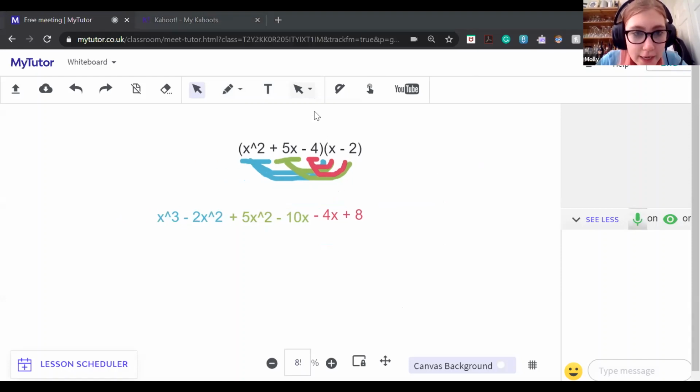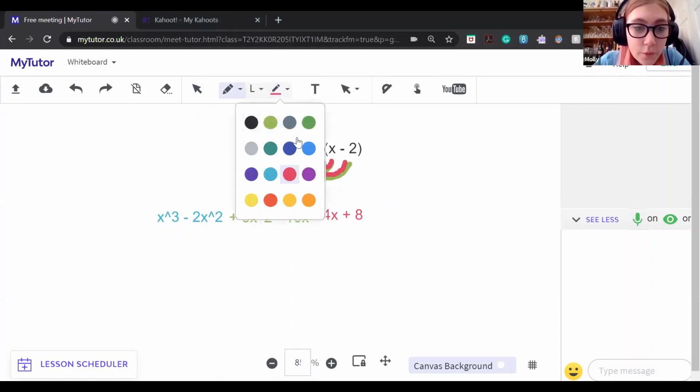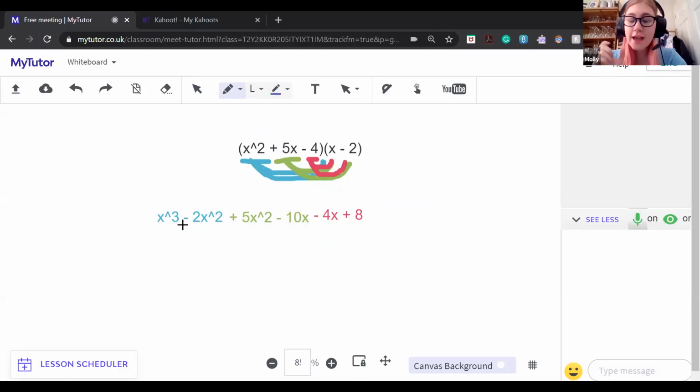Now, the bit where we combine it, when we've done it in this method, all the things that we can combine are actually next to each other. So you look for anything that's got the same x or the same letters, ignoring the numbers. We've only got 1x cubed, so we can't do anything with that. But we've got 2 things with x squared: a minus 2x squared and a plus 5x squared. So all you have to do is minus 2 plus 5. And that gives us 3. Same thing as saying 5 minus 2 gives us 3. So this becomes a 3x squared.